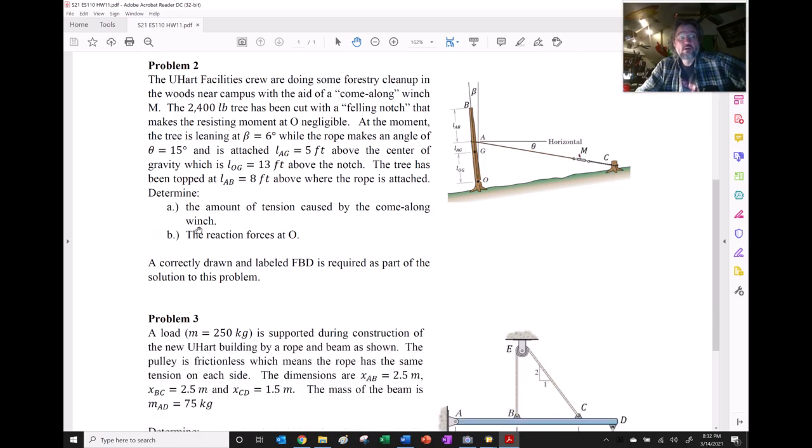All right, so here's homework number 11, problem 2. We have this tree right here, and the Hartford Facilities crew are doing some forestry cleanup in the woods near the campus with the aid of a come-along. If you don't know what a come-along is, you can Google it. It's like a little ratchety kind of linear winch with some chain. It's kind of cool.